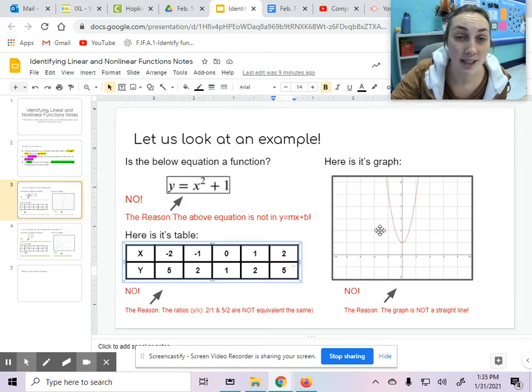And then here's the equation as a graph. It's not linear because it's not a straight line. It's curved, just like this. So that's why this equation is not linear.